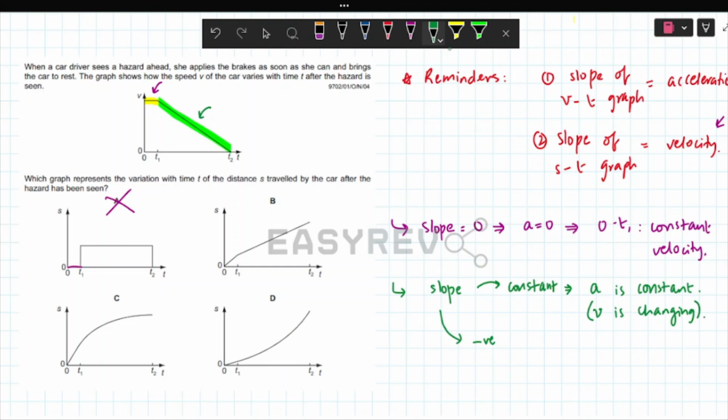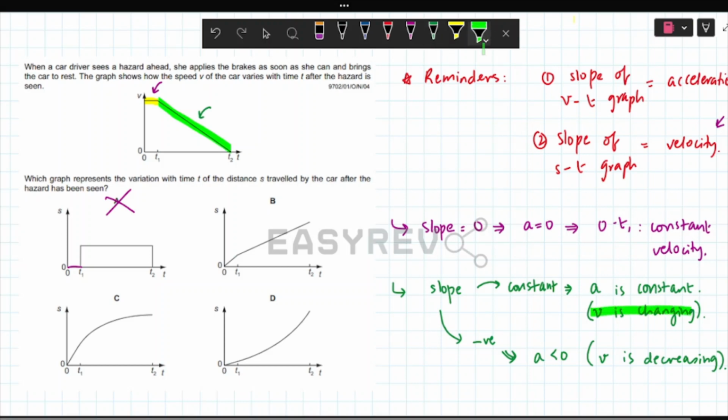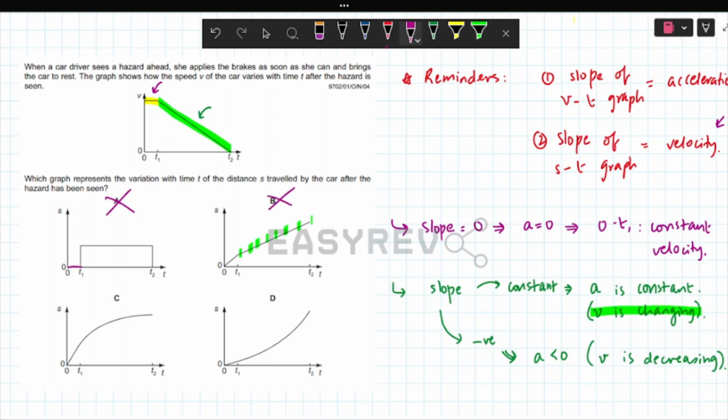And when the slope is negative, that means acceleration is negative as well, meaning not only is it constant, but it's referring to a car that is actually slowing down. So the velocity is decreasing as well. So when it comes to choosing which graph to pick from B, C, or D, we can immediately understand that when the velocity is changing, you expect the gradient of whatever graph you choose to also change. So it can't be a straight line like we see here in option B. So once again, we cancel out B. Now we're left with either C or D.